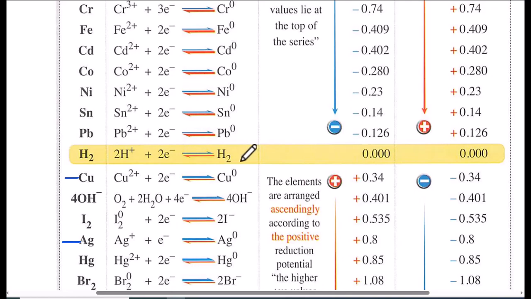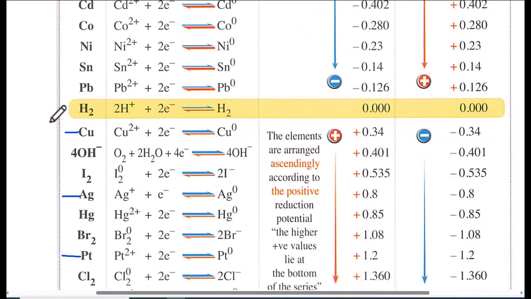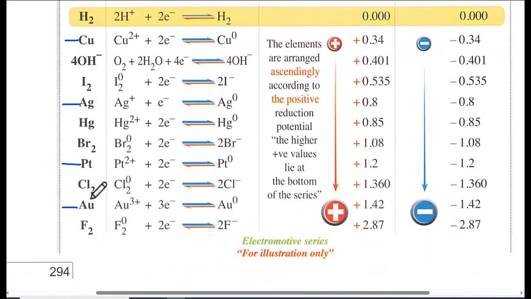After hydrogen, we have to notice that the coinage metals are less active than hydrogen, so they cannot replace hydrogen in their salt or in water or acids. The most famous coinage metals: copper, silver, platinum, and gold. They are less active than hydrogen. They cannot replace hydrogen either in water or in acids.